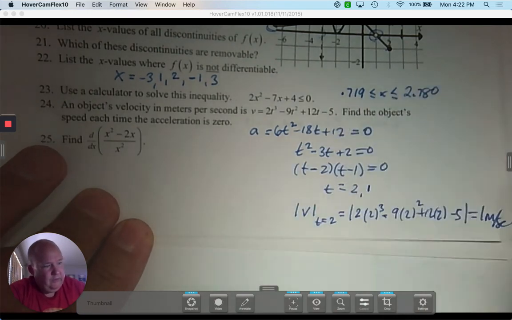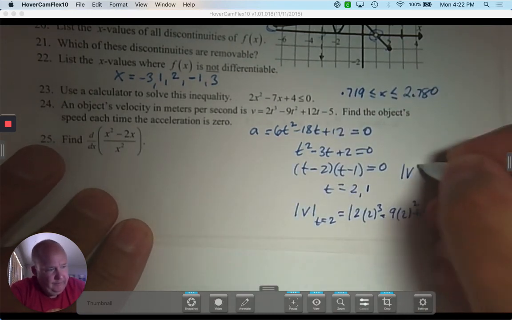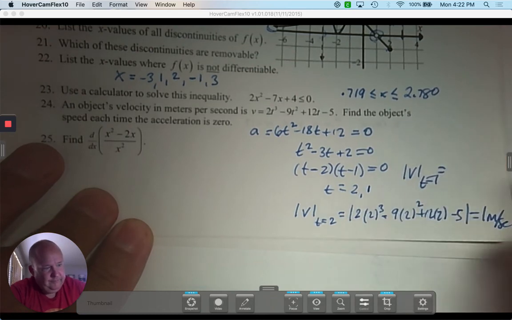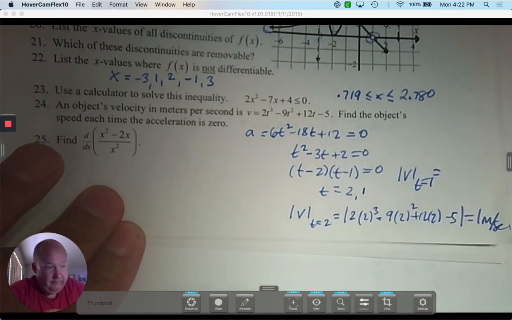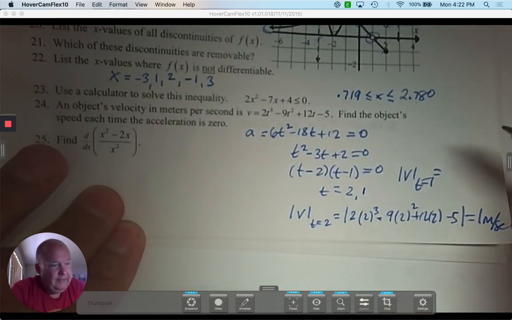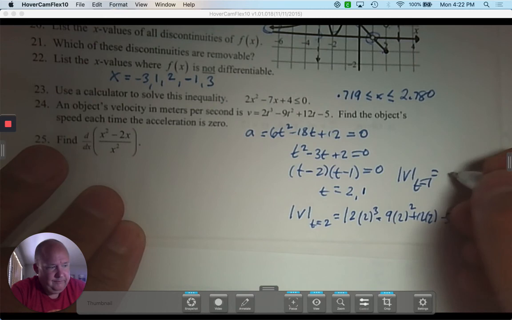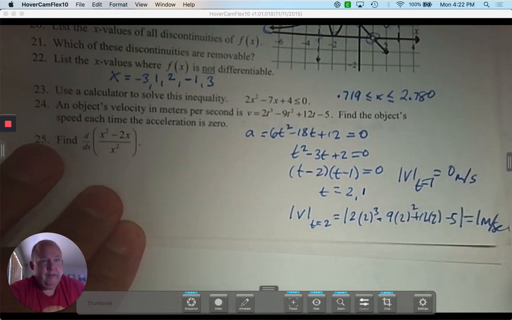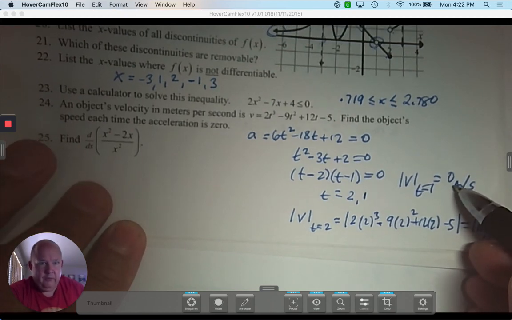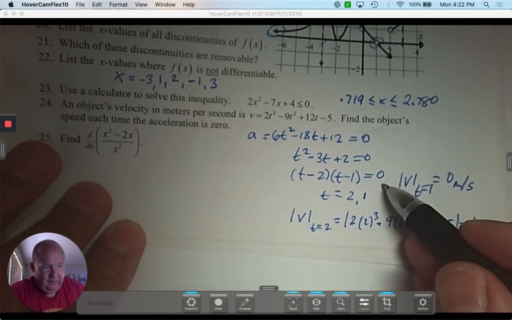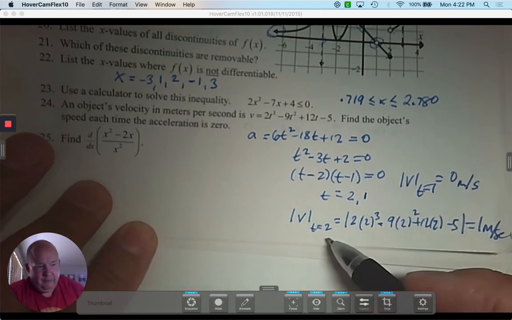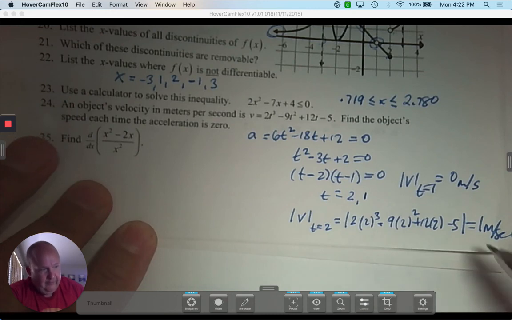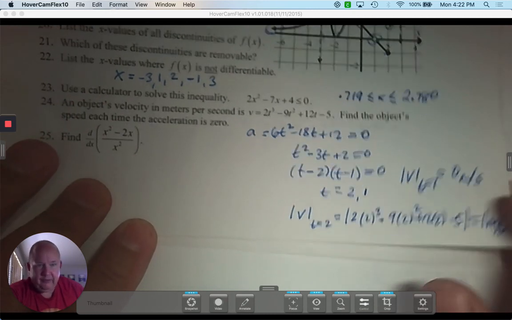And then if you did the same thing and you plugged in 1, this would be a lot easier. So when you plug in 1, 2 take away 9 plus 12 take away 5. That, I think it's just 0. It is 0. So that's 0. So what does that mean? 0 velocity means the object was resting and the acceleration was also 0. So both were 0. And then here at time 2, the speed was 1 meter per second.